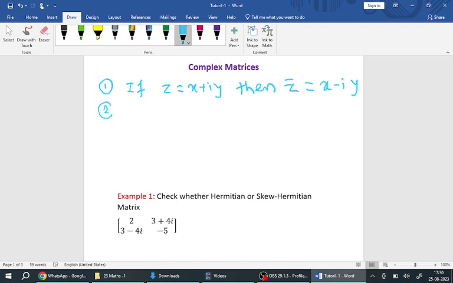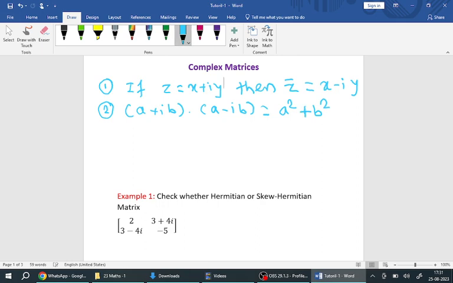Second, you should be aware of two formulas. You already learned that (a plus b) into (a minus b) is a square minus b square. But in this case, you should be aware of this formula: (a plus ib) into (a minus ib) is equal to a square minus i square b square. But what is the value of i square? i square is minus 1. So it becomes a square plus b square.